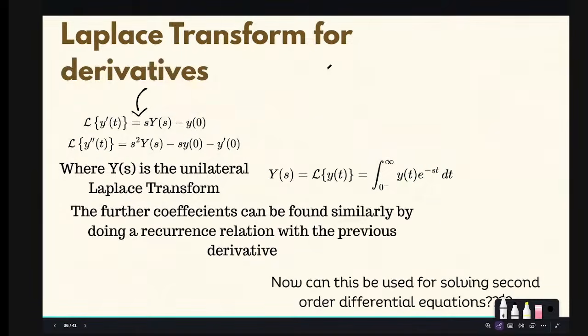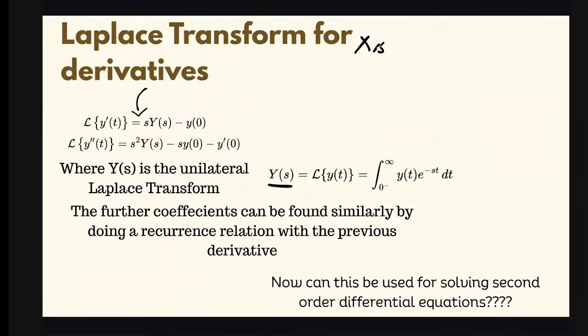Let's say you have some y of t. I've defined it here: y of s is the Laplace transform of y of t. Let's take another function x of s, and I define that as the Laplace transform of y dash of t, right? So what will that be?